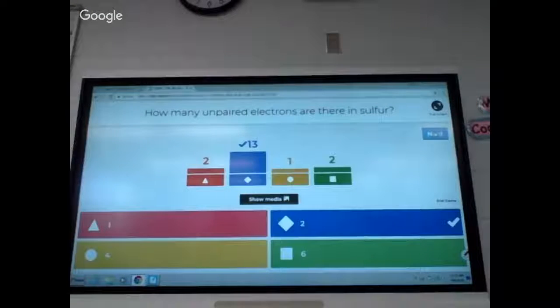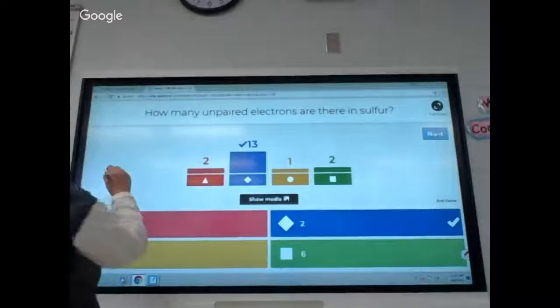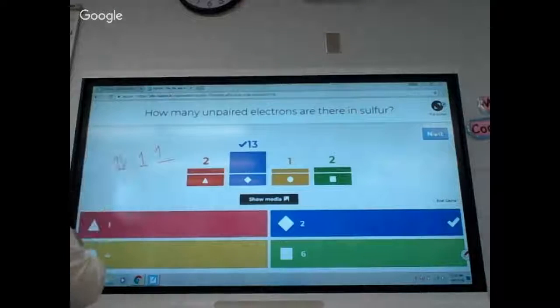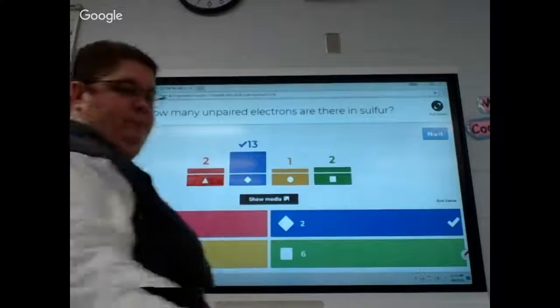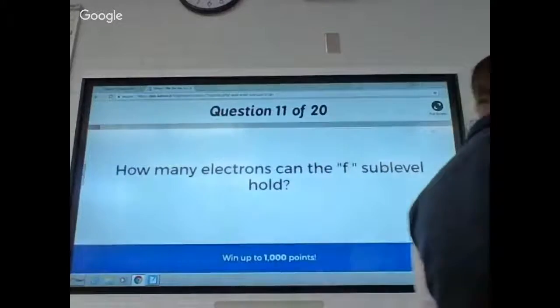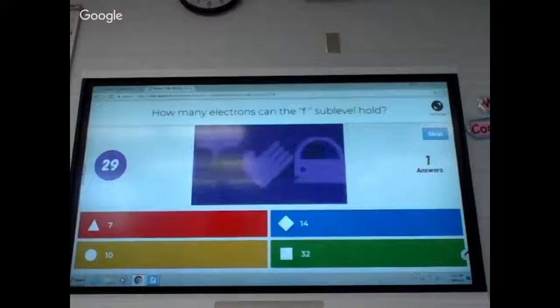All right. Remember, sulfur ends on 3p4. So if it ends on 3p4, there's 3 lines: 1, 2, 3, 4. Two are unpaired. All right. How many electrons can the f sublevel hold?